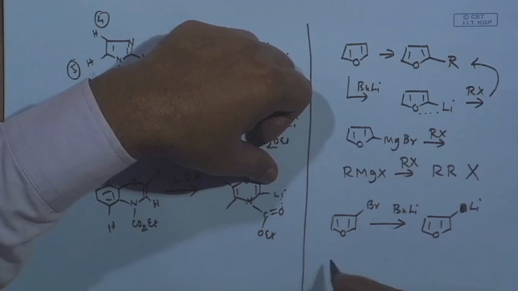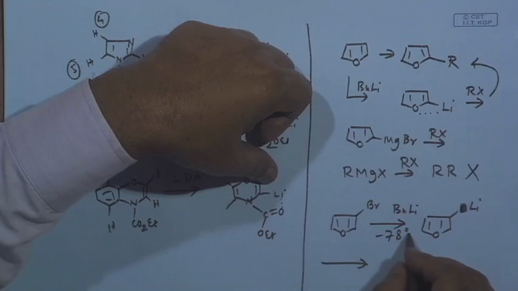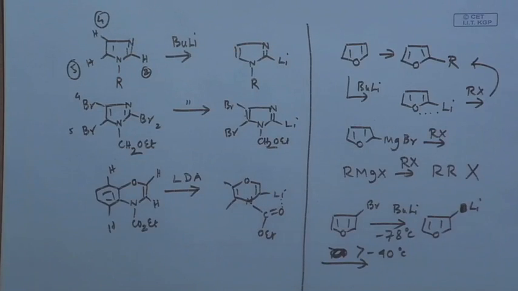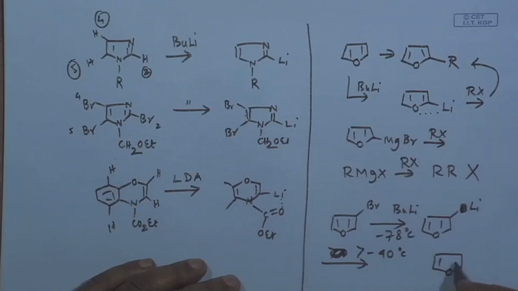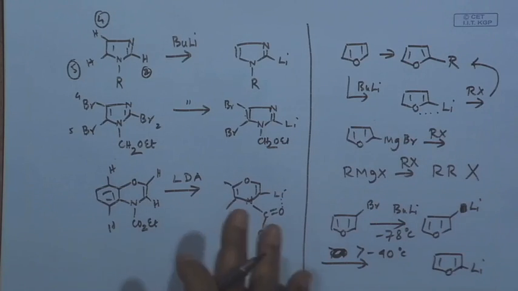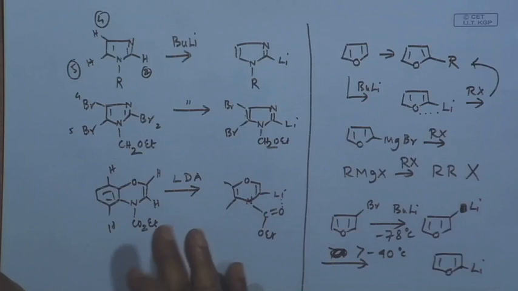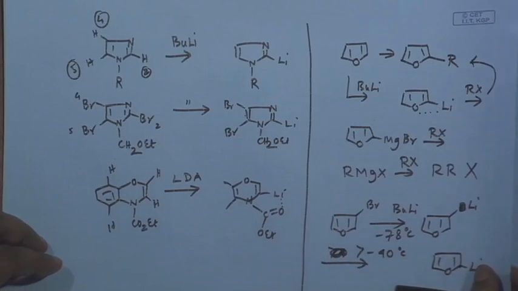What next? All of us know this is normally done at minus 78 degrees centigrade. If you increase the temperature above minus 40 degrees centigrade, you get another reaction. What is it? The thermodynamically more stable product, which means the 2-lithiated product. So, that is what you have to keep in mind. That means there are possibilities of rearrangements also after the initial step.